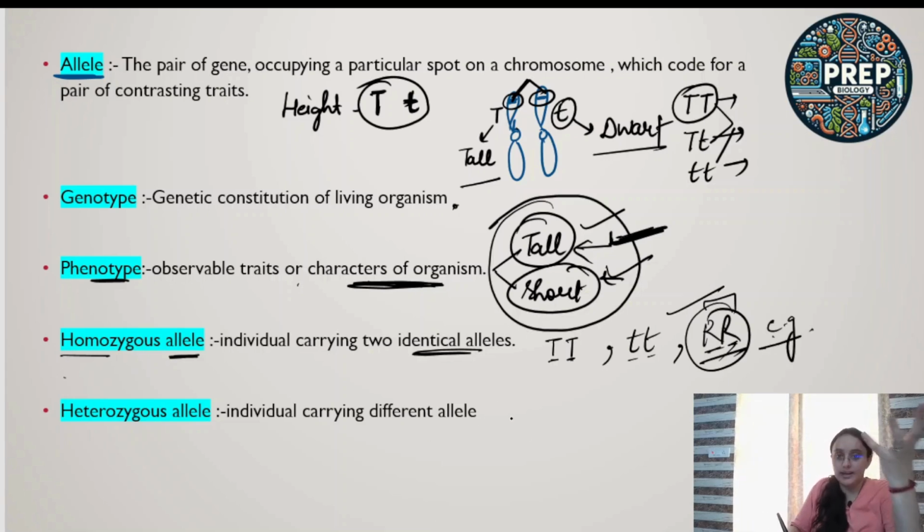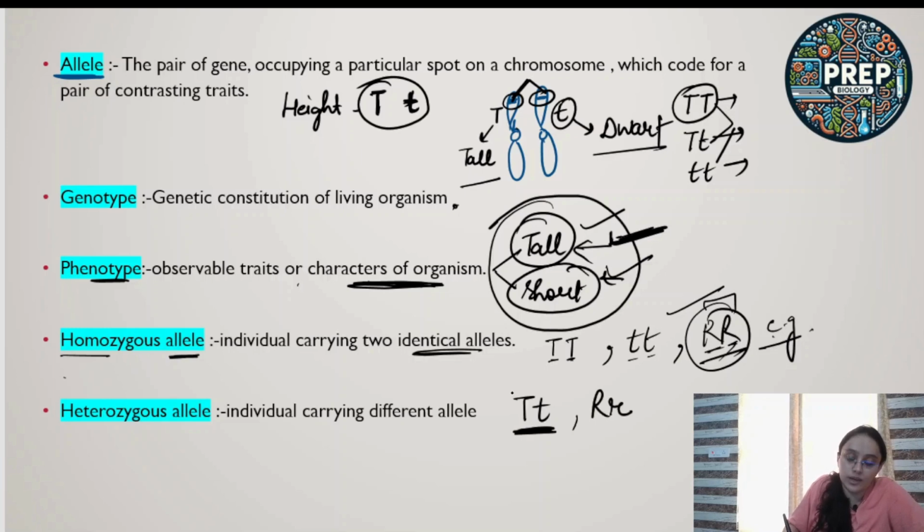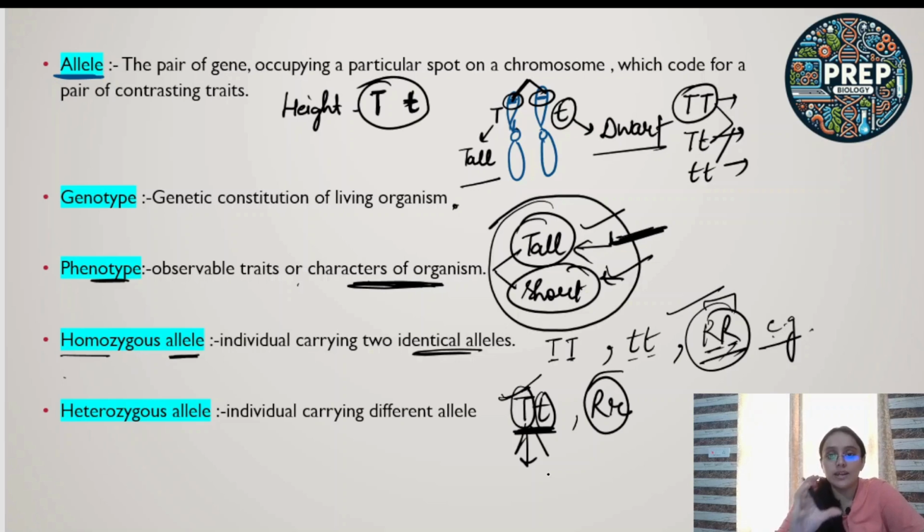Heterozygous: hetero means different alleles, like this condition. This is a heterozygous allele. Hetero means different alleles. One is capital T and this is small t. So it shows the other character. This is also heterozygous. All these terms are very important for understanding this chapter and the different laws of inheritance when we do the dihybrid and monohybrid crosses. So you all should know these important terms.